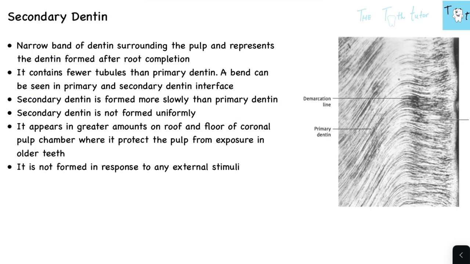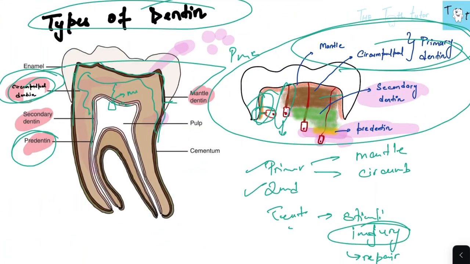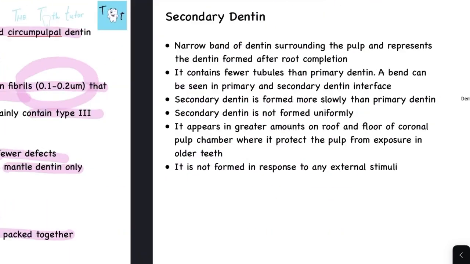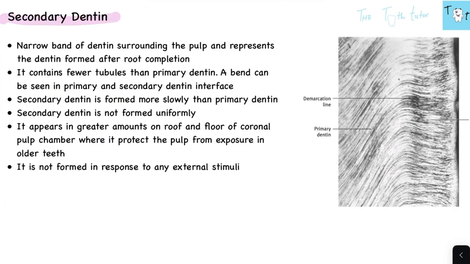Now coming to the secondary dentin. So we talked about the first two layers, the mantle, then the circumpulpal. Now coming to the secondary dentin. This is the dentin that will be formed after the root completion. So now the entire bulk of the dentin is formed and this is the last layer that is being formed after the root has completed. So it is a narrow band of dentin surrounding the pulp, and it represents the dentin formed after root completion.